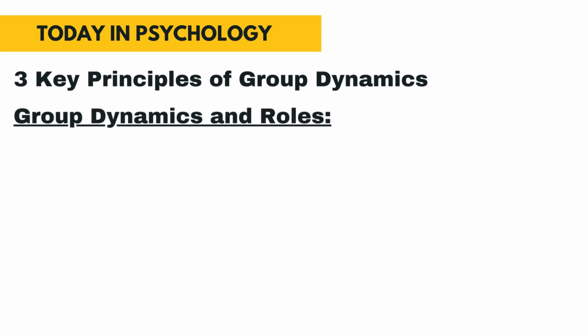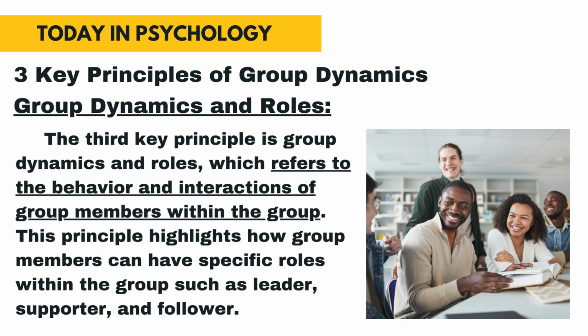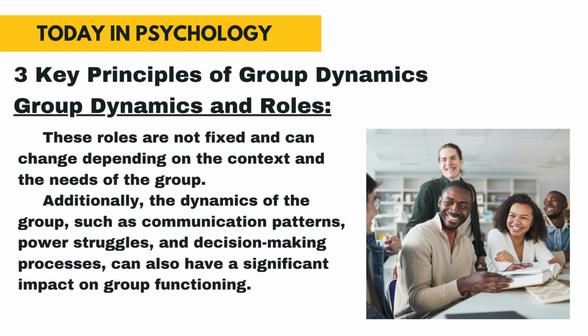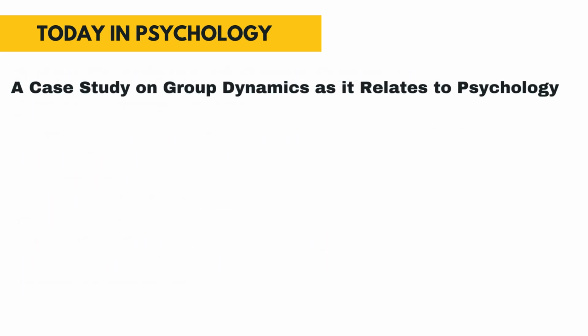Group dynamics and roles. The third key principle is group dynamics and roles, which refers to the behavior and interactions of group members within the group. This principle highlights how group members can have specific roles within the group, such as leader, supporter, and follower. These roles are not fixed and can change depending on the context and the needs of the group. Additionally, the dynamics of the group, such as communication patterns, power struggles, and decision-making processes, can also have a significant impact on group functioning.